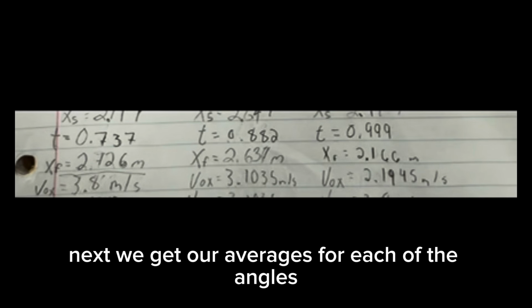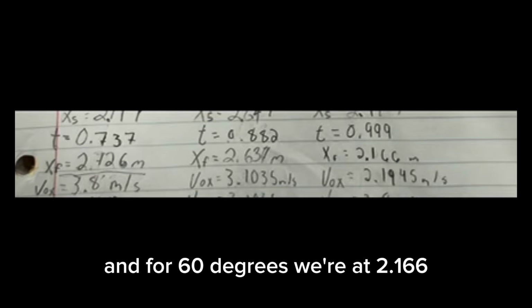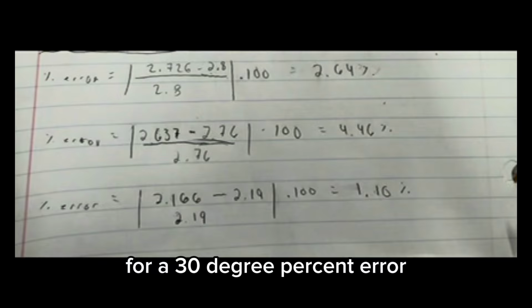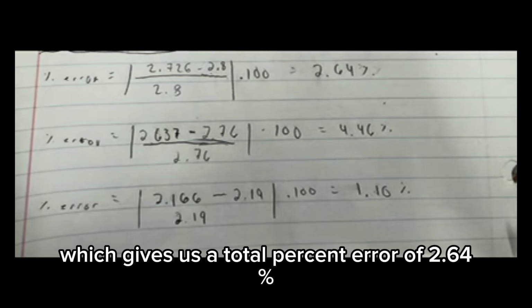Next, we get our averages for each of the angles. For 30 degrees, we're at 2.726. For 45 degrees, we're at 2.637. And for 60 degrees, we're at 2.166. Lastly, we get our percent errors for each angle. For our 30 degree percent error, we're at the absolute value of 2.726 minus 2.8 divided by 2.8 times 100, which gives us a total percent error of 2.64%.